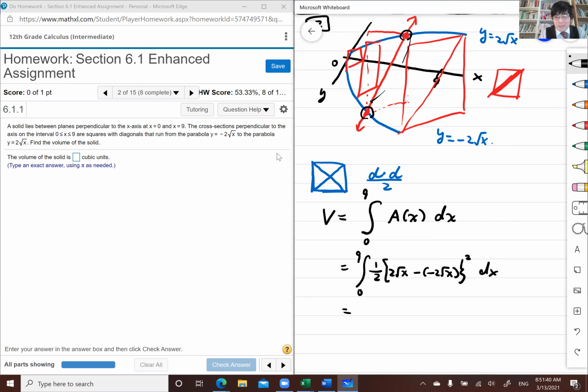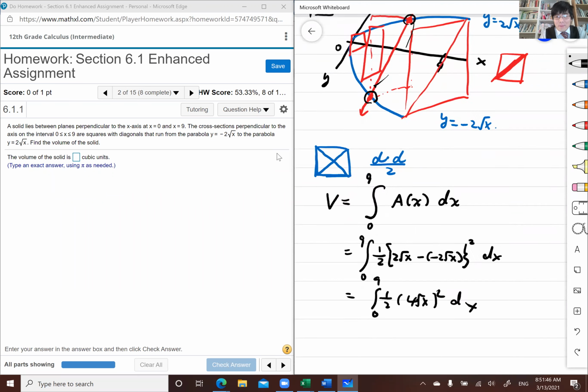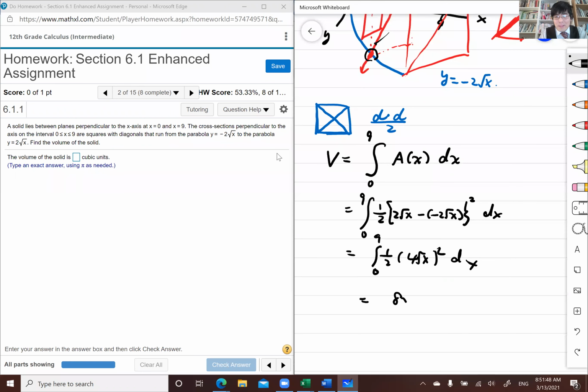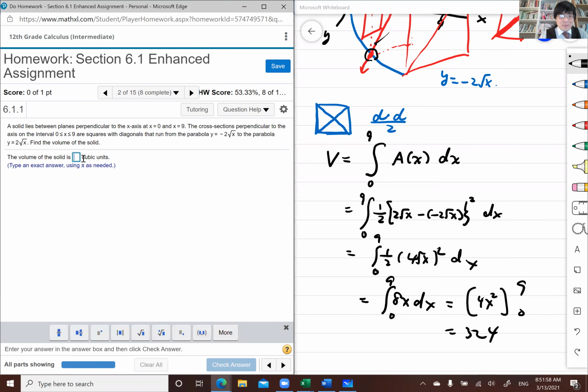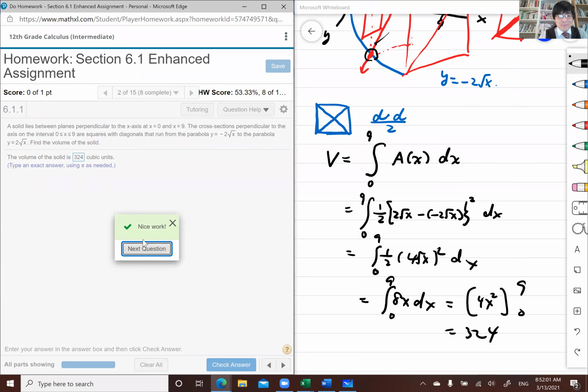Okay, so that's going to be 1/2 times 4 square root of x squared. So it's going to be the integral of 8x, 0 through 9. So that's going to be 4x squared after integrating, and it's going to be 324. So the answer will be 324.